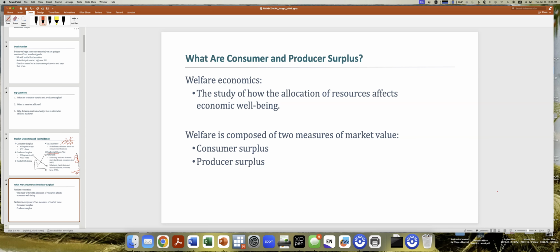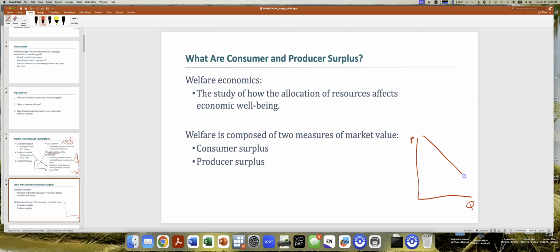So, again, to go back to a more formal discussion of consumer and producer surplus, what we're thinking about when we think of consumer surplus is the idea that consumers would have been willing to pay more, but they don't.